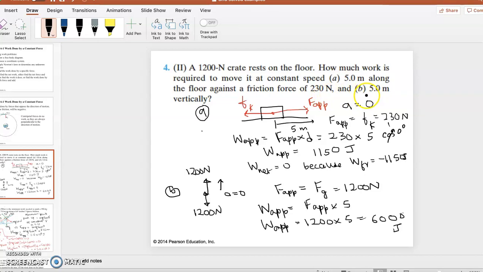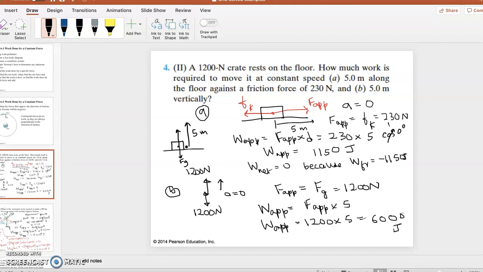Now part B, it says how much work is required to move it 5 meters vertically. This was horizontally. What about vertically? Again, this is the surface, this is the object, and he wants us to move it 5 meters vertically. What forces do we have vertically? We have the Fg, which is the 1,200 Newton, right? And there is a normal force here, alright?